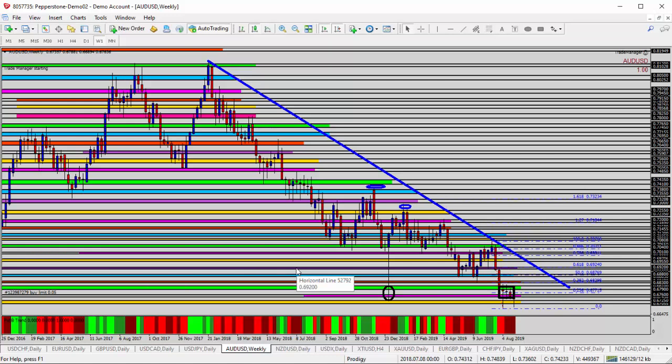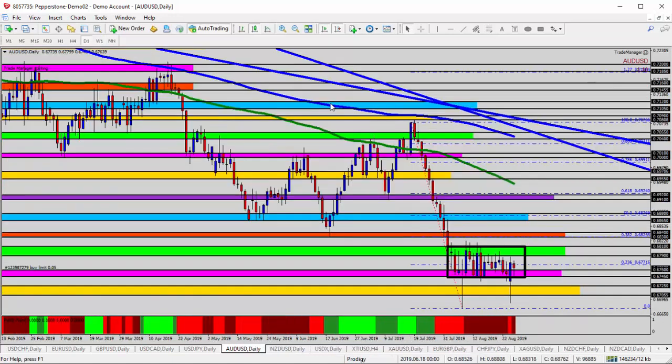The possibility of a correction or pullback, at least back to the blue trend line, is there. You know, I suppose you could even take a trend line and put it somewhere in this area, and still a correction back to the trend line is a possibility when you're at such historically significant lows like we are right now for the Australian dollar. So back to the daily time frame.